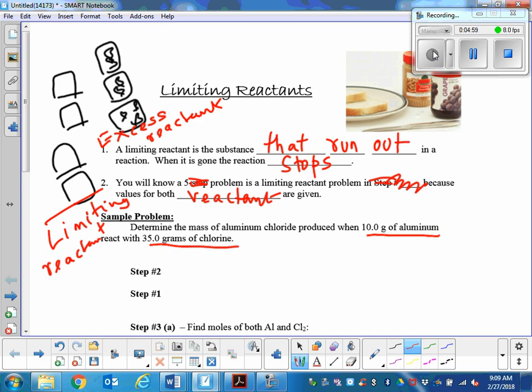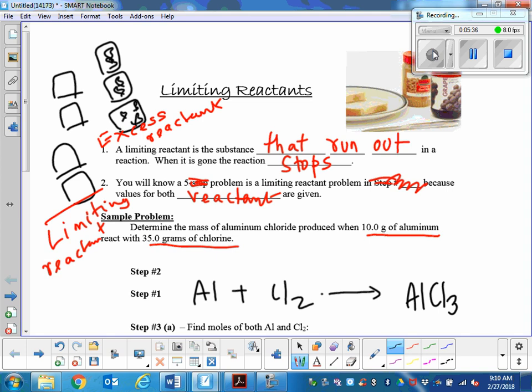I need to write my reaction first. Aluminum combines with chlorine, what is the type of reaction? If you have a metal and a non-metal, synthesis. What is the product? Metal plus non-metal, what is the product? AlCl, AlCl2, AlCl3, what is the product? AlCl3.